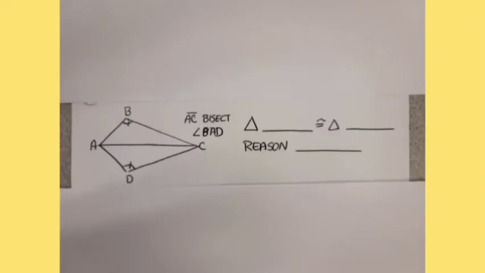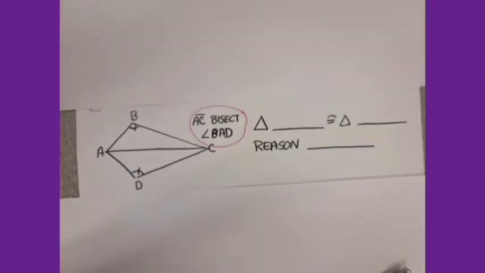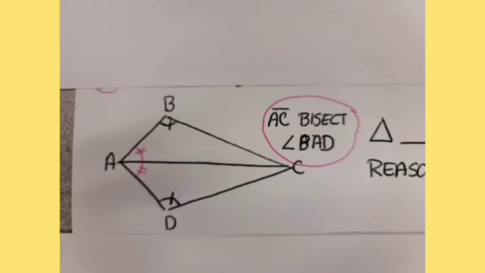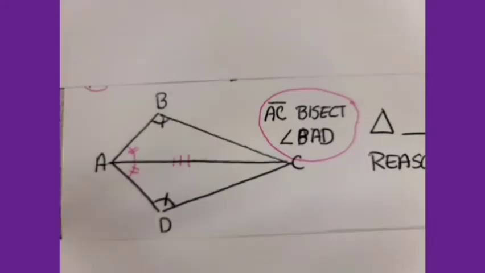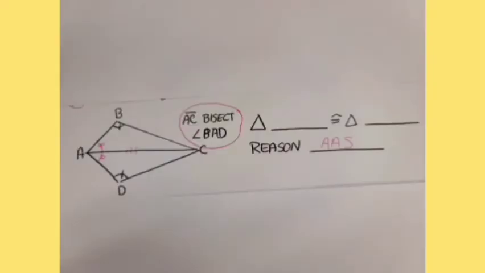So on this triangle, we notice that we have angle B and angle D are congruent. And then there's some words there on the side. So AC bisects angle BAD. So angle BAC is congruent to angle CAD. And AC is congruent to itself. And so we have an angle and side that match up. So the reason that we know that triangle ABC and ADC are congruent is angle, angle, side.